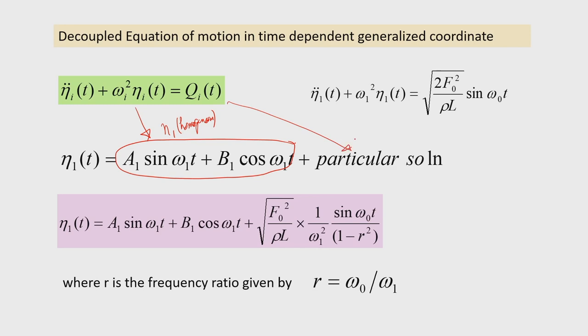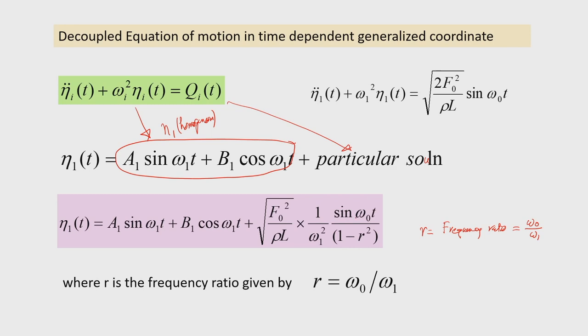For harmonic excitation, the steady state part coming as a particular solution can be written as: the forcing term sin omega naught t divided by 1 minus r square, with coefficients 1 over omega 1 square and the other coefficient root of 2 F naught square by rho L. This is the steady state part or particular integral, where r is the frequency ratio, that is omega naught by omega 1. Omega naught is the driving frequency and omega 1 is the first natural frequency.